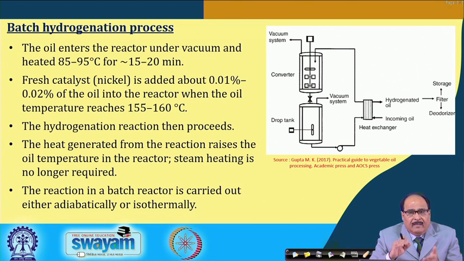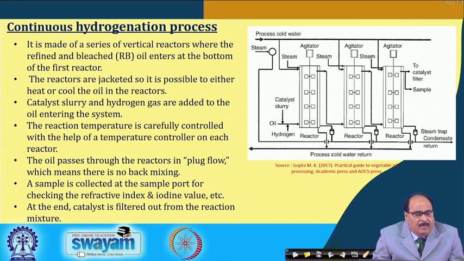In fact, the reaction vessel is provided with all sorts of heating, cooling and other arrangements you have seen in the earlier slide. So, the hydrogenation reaction then proceeds, and heat generated from the reaction raises the oil temperature in the reactor. The hydrogen supply or steam supply is automatically cut off when the temperature comes to the desired level. The reaction in a batch reactor is carried out either adiabatically or isothermally.